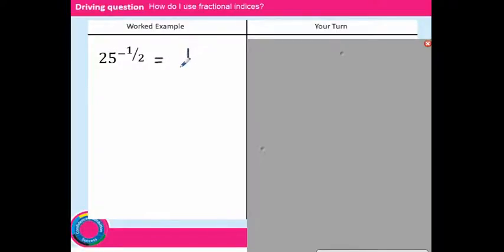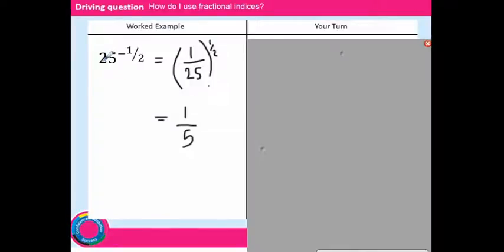So that will give me 1 over 25 to the power of 1/2. The power 1/2 would mean that I'm going to square root and raise to the power of 1. So my answer would be: square root of 1 is 1, to the power of 1 is 1. Square root of 25 is 5, to the power of 1 is 5. So my answer is 1/5.